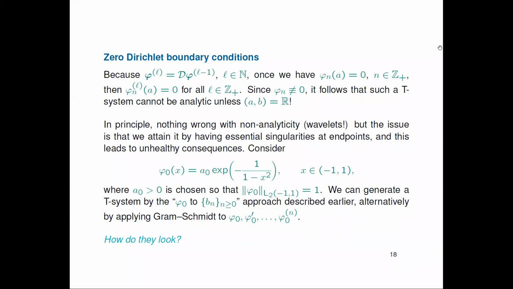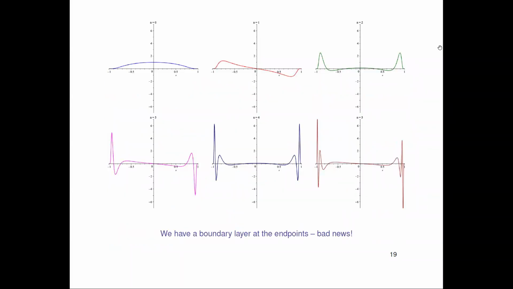And to see why it is nasty and why it is highly, highly unrecommended to use these functions, take the obvious example phi naught, which is a normalizing constant, so that it is of norm 1, times the exponential of -1 over 1 minus x squared, where x lives in -1, 1. So we have an essential singularity at the endpoint. We can generalize the T-system, for example, using Gram-Schmidt, and have a look at how they look. For 0, 1, 2, okay, but you can already see the problem. The problem is that we are paying for the fact that we have always zeros at the endpoints by having a boundary layer. And functions like this are completely useless in approximation. So zero boundary conditions will not work here.